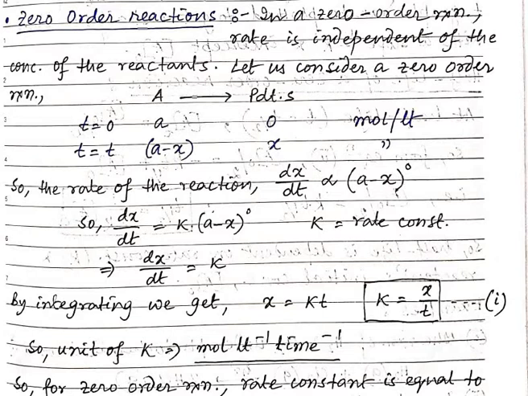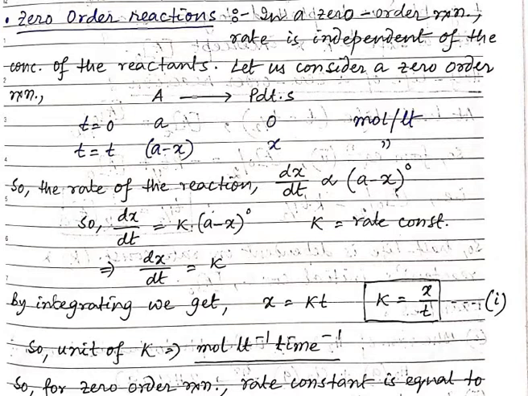So now we can write that dx/dt is equal to k into (a minus x) to the power 0, where k is the proportionality constant, or we can say our rate constant. Now everybody knows that (a minus x) to the power 0 is 1. So we can write that dx/dt is equal to k.